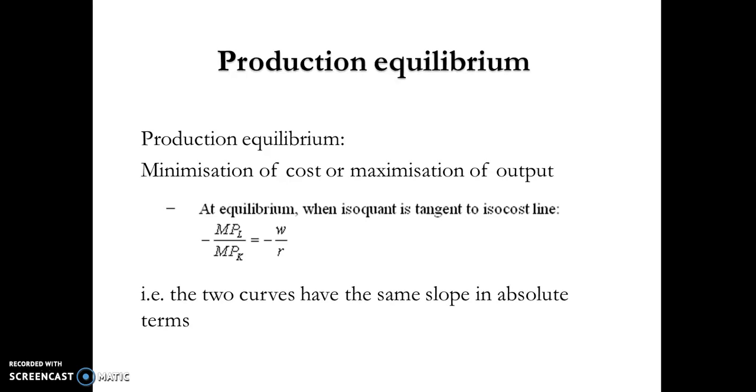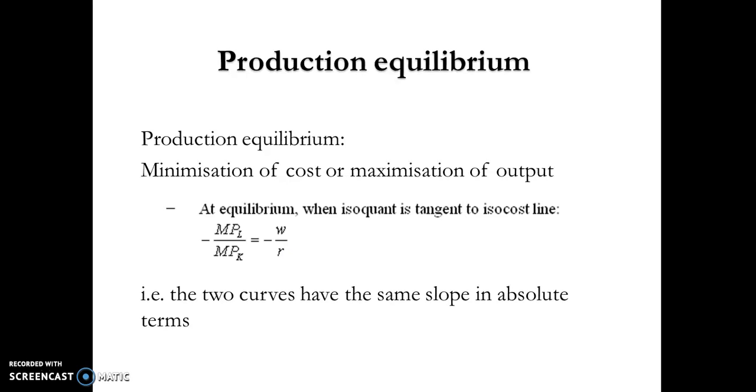So production equilibrium is going to occur where the ratio of your marginal products is equal to the ratio of your input prices, your wage rate over your rental rate.